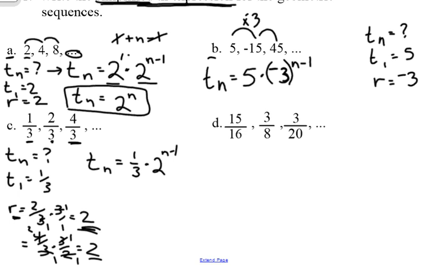D. Pause it, give it a try, see what you come up with, and then let's do it together. See if you can do that one, though, on your own.